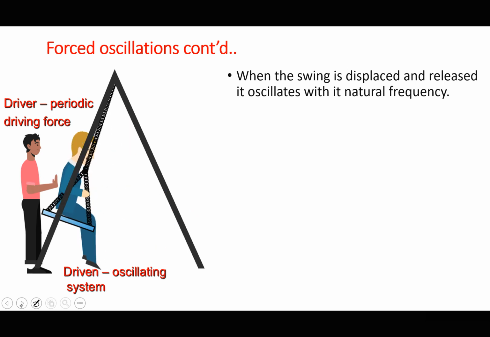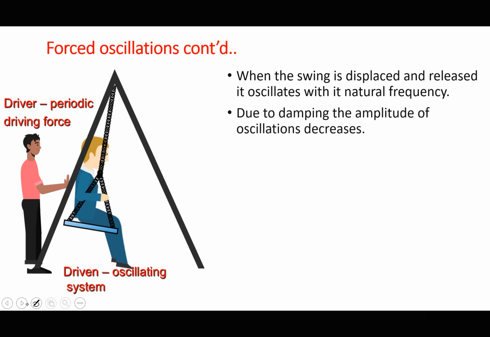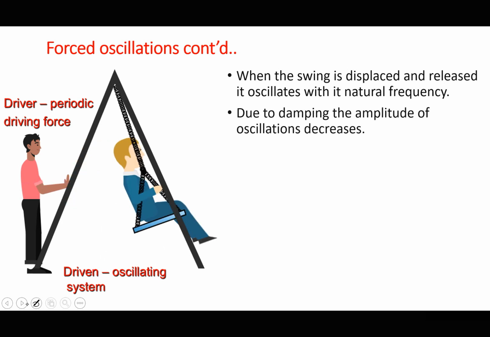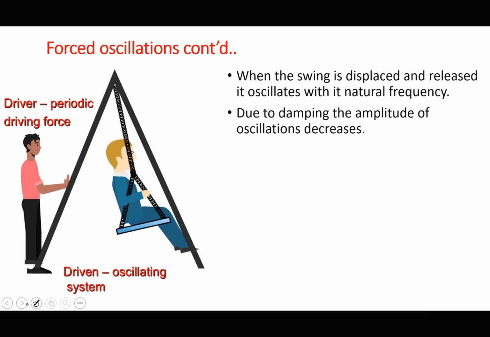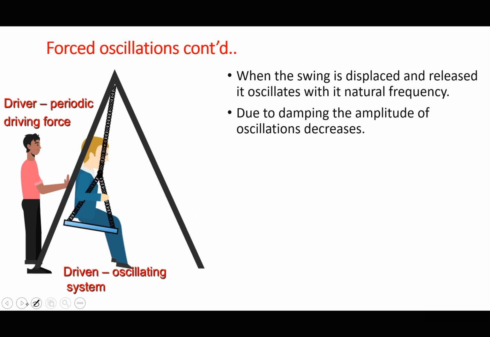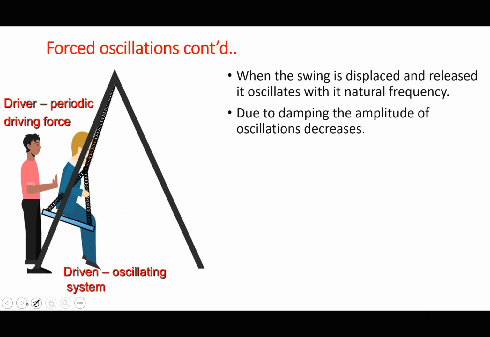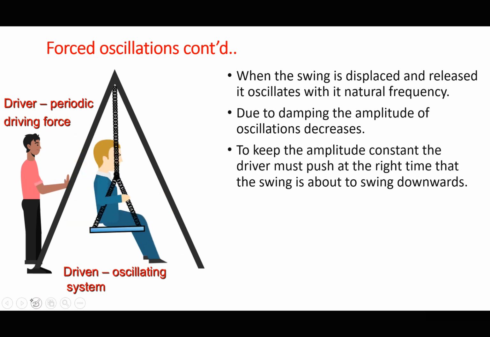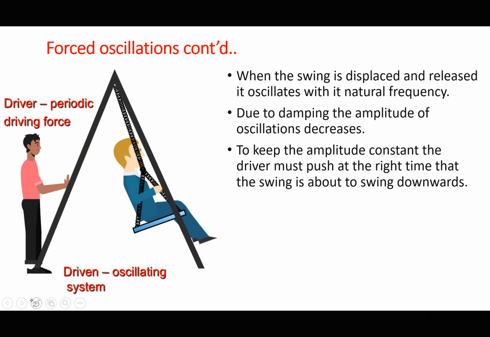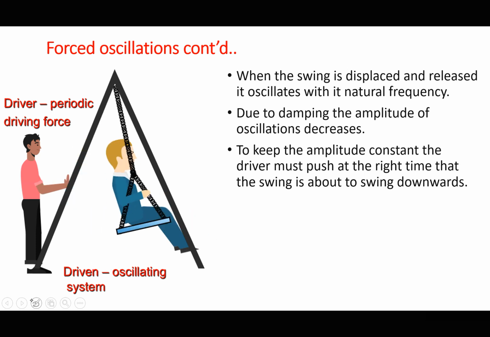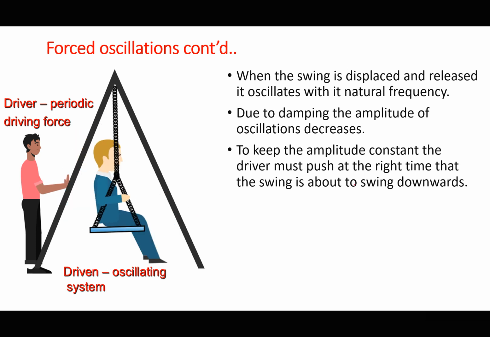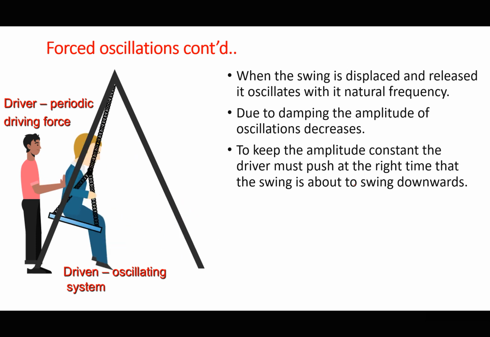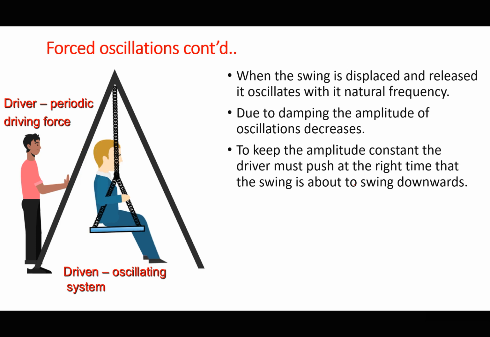But if we want to keep it oscillating for a certain period of time, we must continuously push the person on the swing. Due to damping, the amplitude of oscillations would decrease. But because we want the swing to continue oscillating for the required period of time, we must continuously apply energy. So to keep the amplitude constant, the driver must push at the right time, when the swing is about to swing downwards, as shown by this animation here.